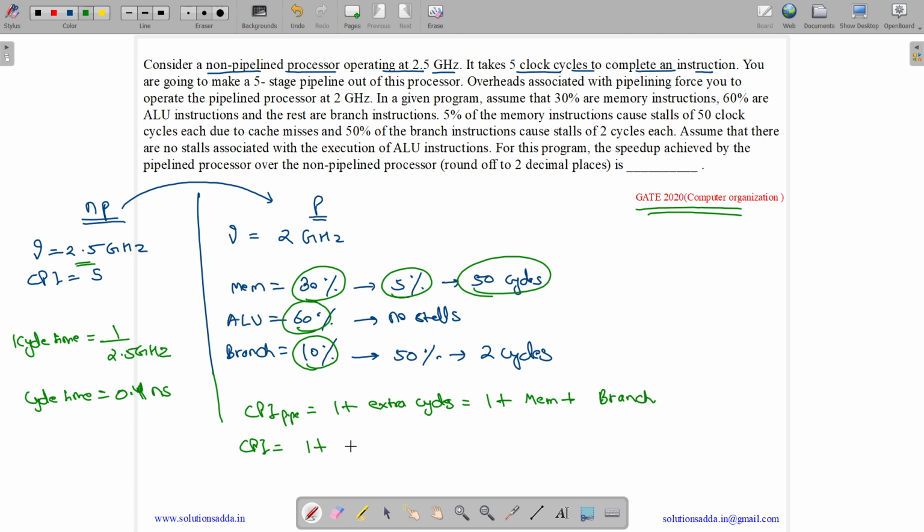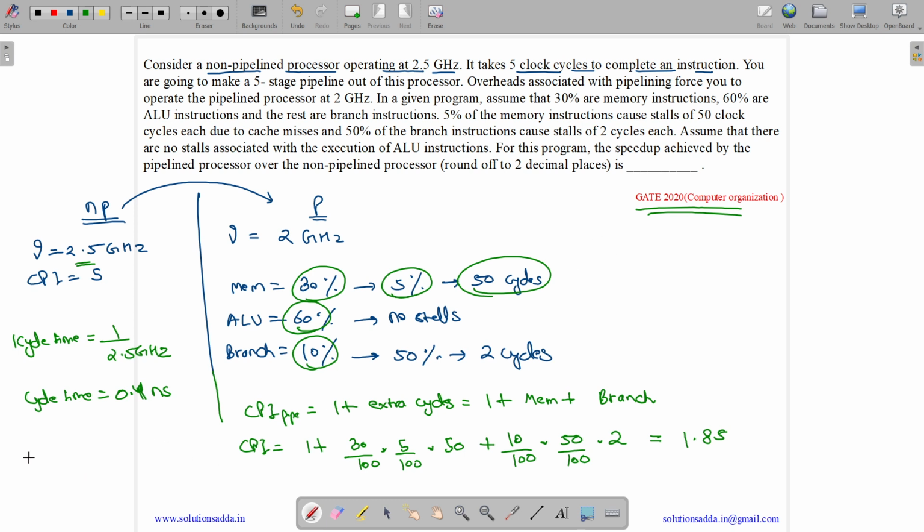So CPI equals 1 plus the stalls. We have a 50 cycle stall. First of all, 30% of the instructions are memory instructions, out of which 5% will cause a stall of 50 cycles, and 10% are branch instructions, out of which 50% cause a stall of 2 cycles. So it comes out to be 1.85. So CPI comes out to be 1.85.